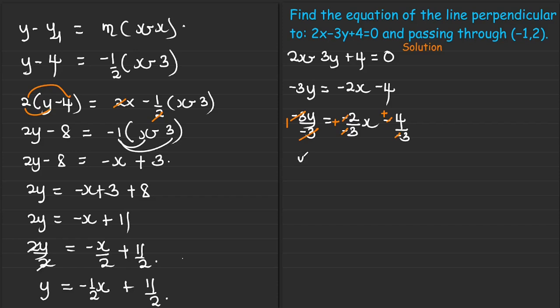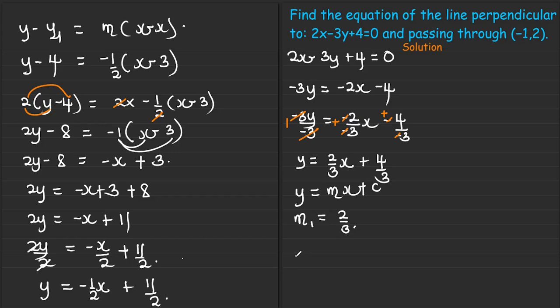Simplifying, we have y equals 2/3 x plus 4/3. Comparing it to the slope-intercept form, it simply means our m, in this case let's make it m1, that is the gradient of the first line, is 2/3.